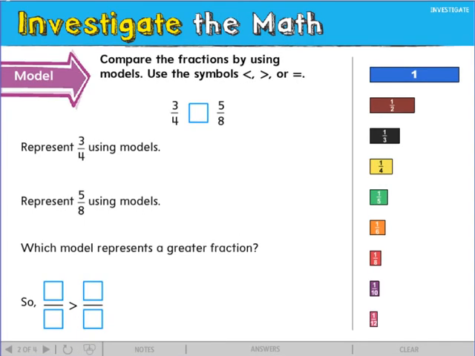Now, we're going to start comparing fractions. We're going to use the symbols less than, greater than, or equal to. Alright? So, in this, they want us to represent 3/4 using models and represent 5/8 using models. And then figure out which one of the models represents the greater fraction. Alright?